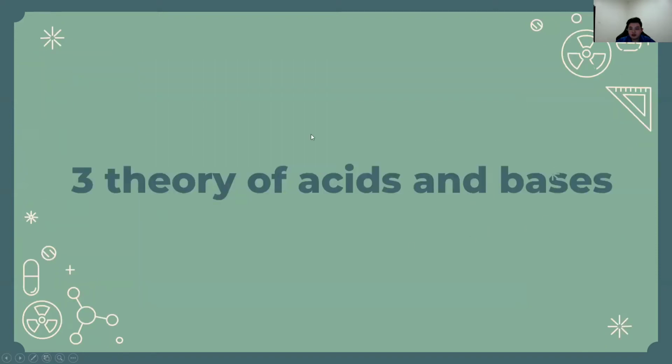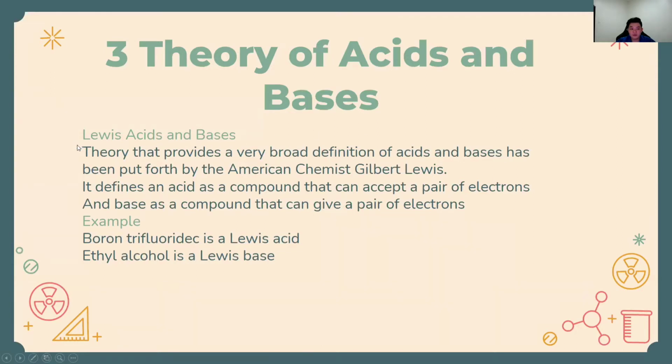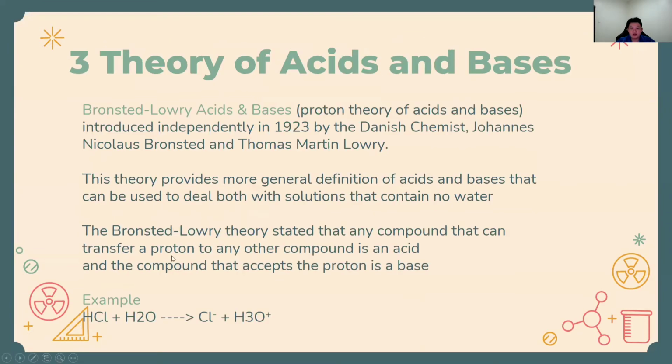Third, theory of acid and bases. First, we have Lewis acid and bases. A theory that provides a very broad definition of acid and bases has been put forth by the American chemist Gilbert Lewis. It defined an acid as a compound that can accept a pair of electrons, and base as a compound that can give a pair of electrons. For example, Lewis acid is boron trifluoride, and Lewis base is ethyl alcohol.